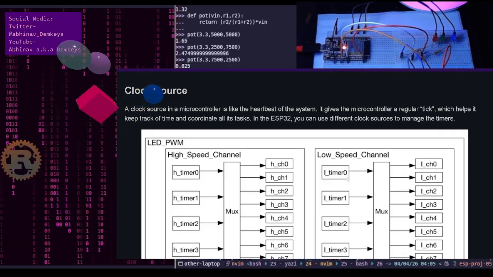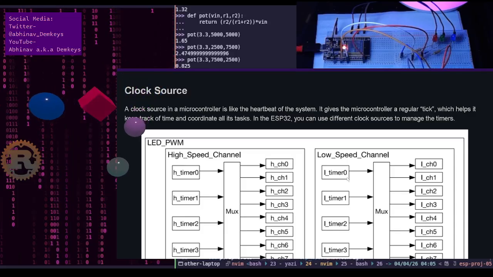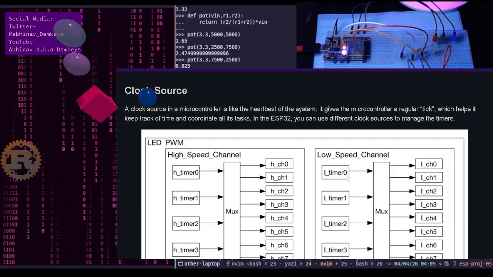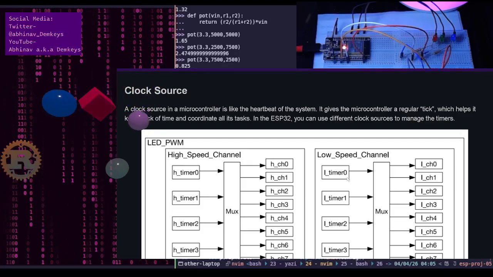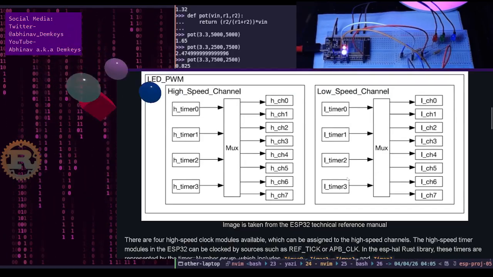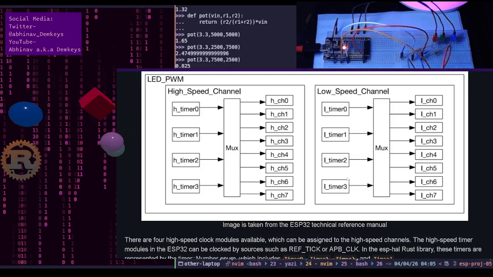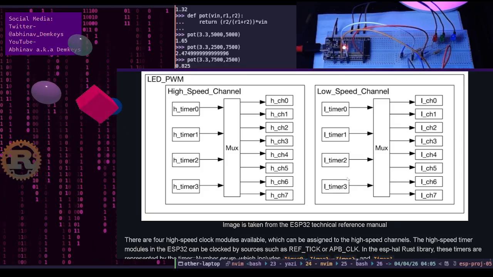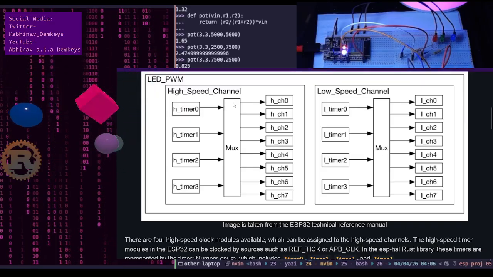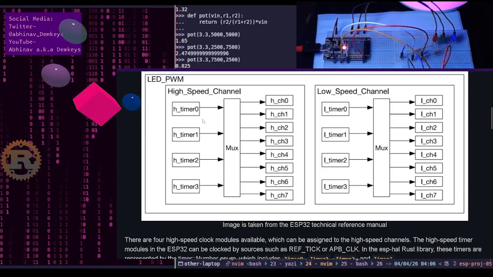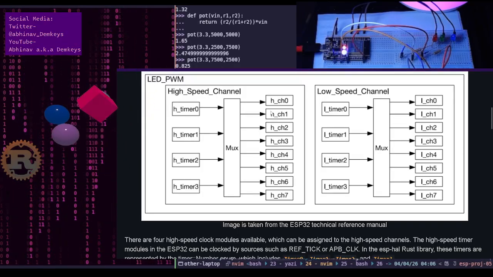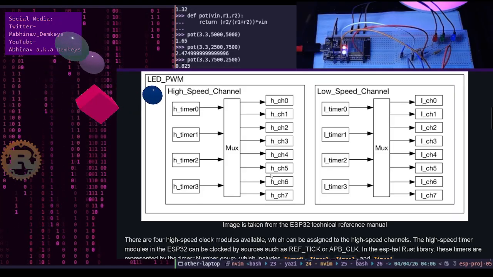A clock source in a microcontroller is like the heartbeat of the system. It gives the microcontroller a regular quote unquote tick, which helps it keep track of time and coordinate all its tasks. In the ESP32, you can use different clock sources to manage the timers. Okay, so four high speed timers, four low speed timers, and it seems like these four timers can be split across 8 different channels, which is kind of interesting.